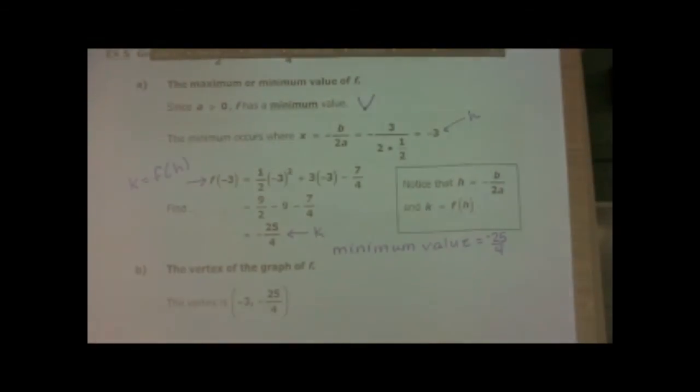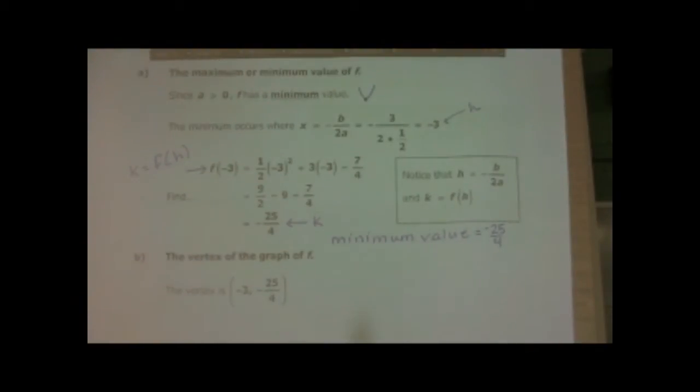Because your minimum value equals your k. All right, now we're going to find the vertex. Here's the thing, we already did. We found h and k. So the vertex is h, which is -3, and k, which is -25/4. That was our vertex. You have to find your vertex to find your minimum or maximum value anyways.